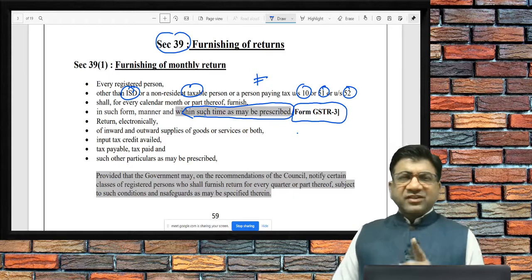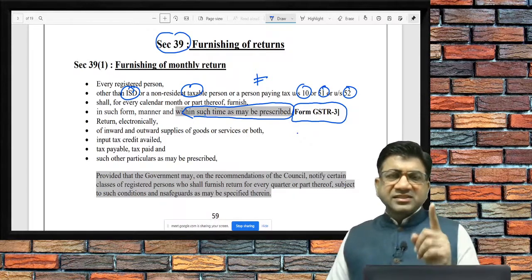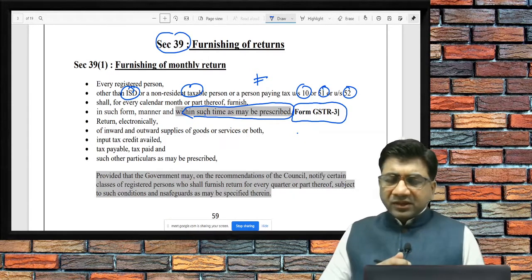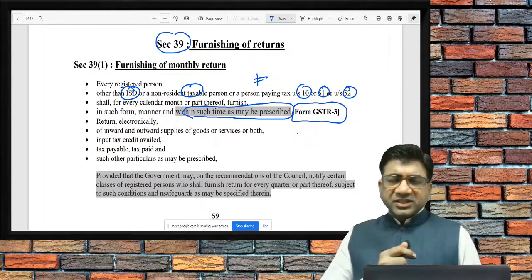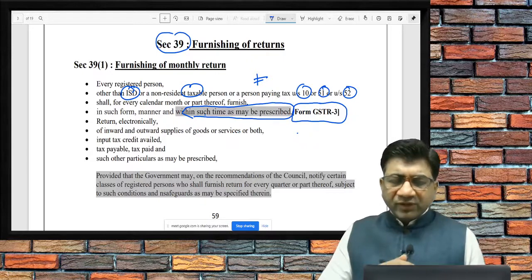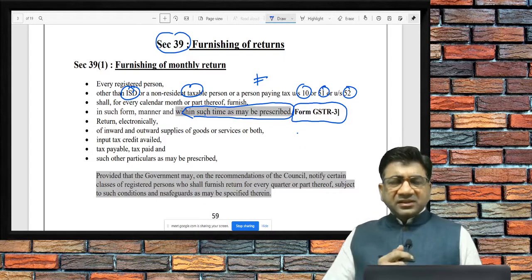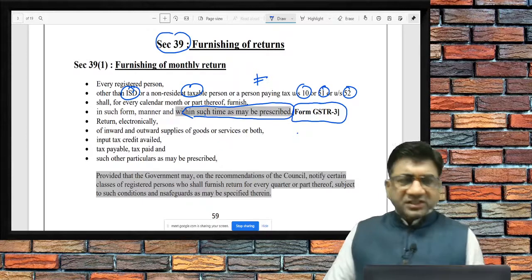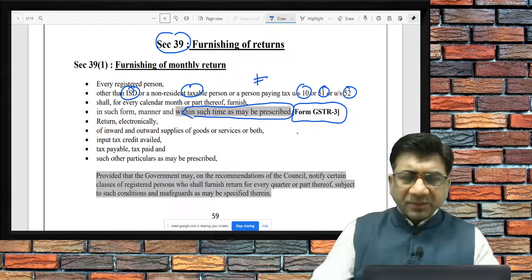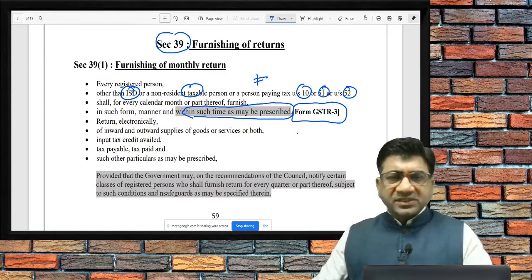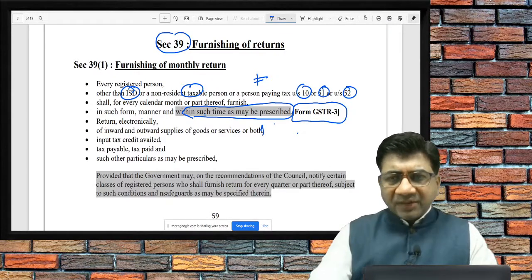So GSTR 1, my dear friends, is the sales return to be filed by the 10th except for 5 persons. GSTR 2 is a purchase return which has to be filed by the 15th, and the monthly return which shows your purchases and sales has to be filed by the 20th of the next month. But now the timing is as prescribed.